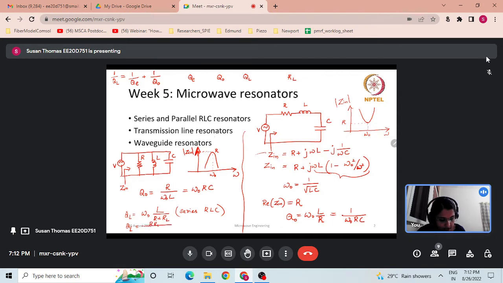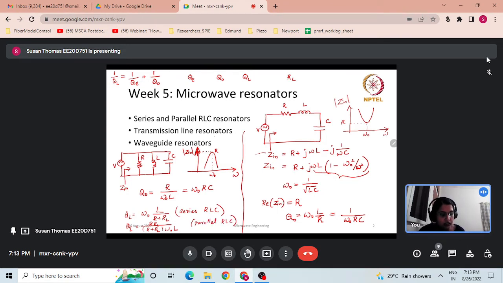R into RL divided by R plus RL. Why? Because this RL is coming in parallel with the existing resistance R. So the parallel combination, R into RL by R plus RL, multiplied by omega naught into L. So this is the loaded Q factor of a parallel RLC network. Okay. So these concepts are very important while solving the numericals. You need to understand these terminologies and parameters.